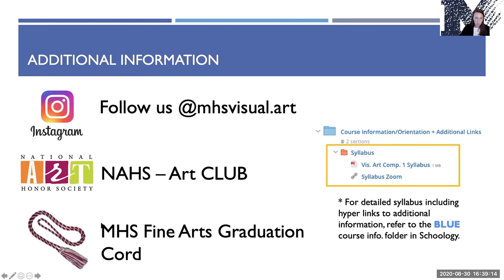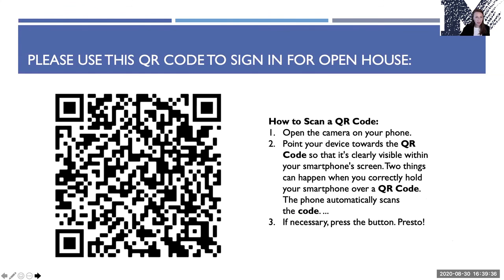If you want more information about any of these items along with the detailed syllabus, you can access those materials underneath the blue course information folder inside the Schoology course page. When you expand that folder, you'll see an orange folder titled Syllabus, and that's going to have everything you need. Okay? All right. Hopefully all this information is accessible to you. If you have any questions or any concerns, once again, moving forward, do not hesitate to reach out to me.